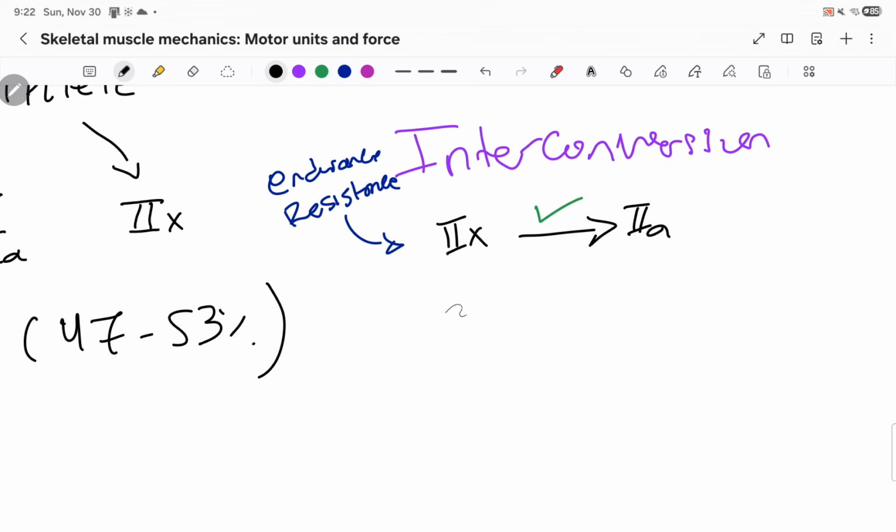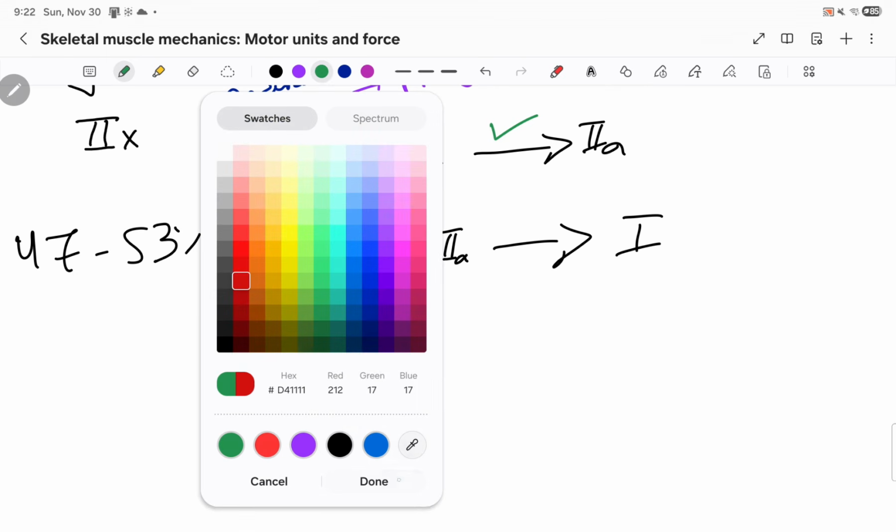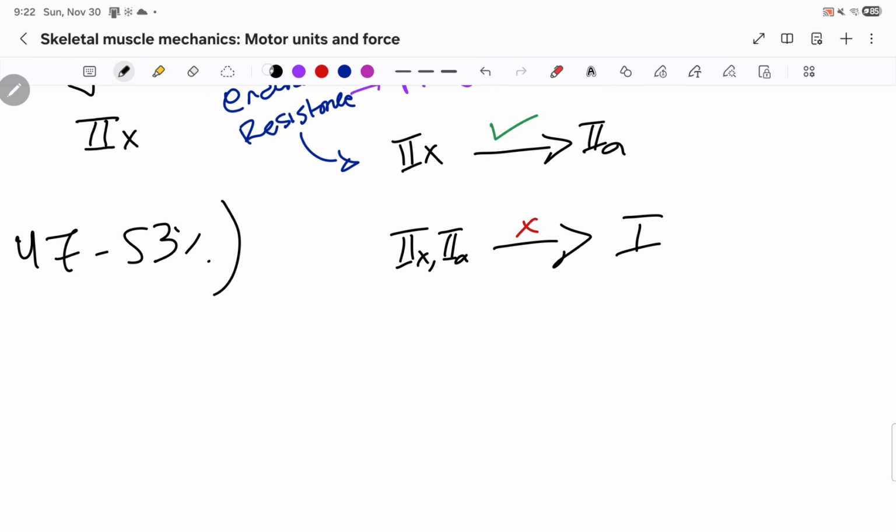What doesn't occur is type 2X or type 2A transition to type 1. This doesn't occur in humans. There are rat models that you can do to initiate this kind of process. It is called chronic contractile activity.